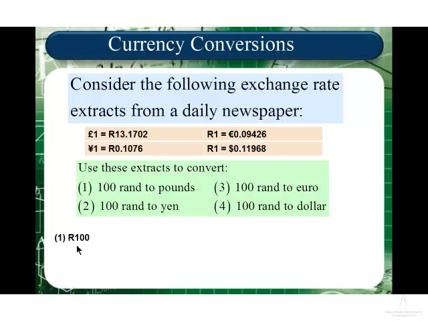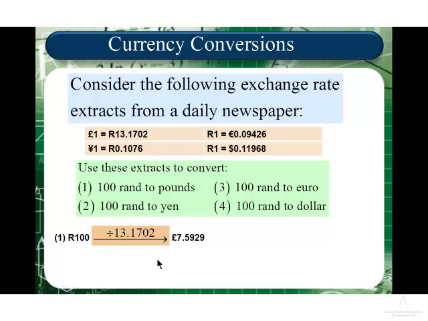In the first instance, 100 rand in this case will be, in terms of the British pound, 7.5929 pounds. How do I get this? I have to divide by this exchange ratio or exchange rate given in this case. So whenever the foreign currency is expressed in terms of rands, if I have rands and I want to convert it back in terms of the foreign currency, in this case the pound, I have to divide by that particular ratio or the value, in this case 13.1702.